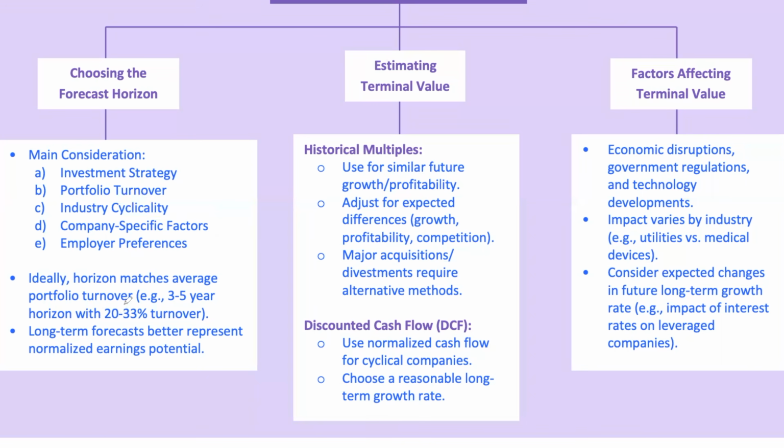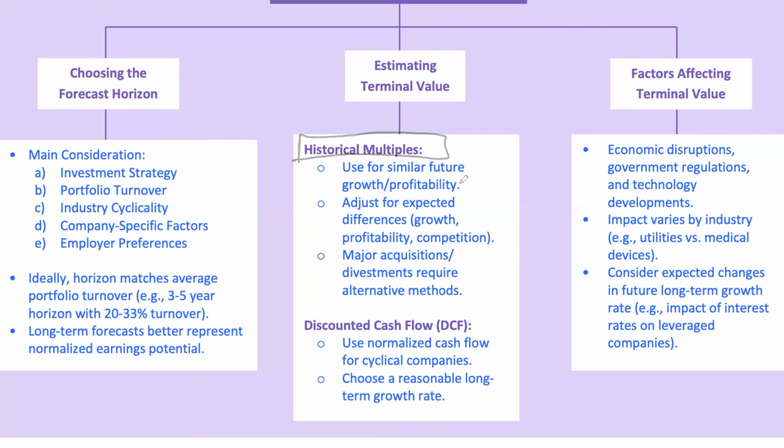Once you've nailed down your forecast horizon, the next step is to estimate the terminal value. This is where you calculate the value of a company beyond your forecast horizon, assuming it grows at a stable rate forever. There are a couple of methods to do this.